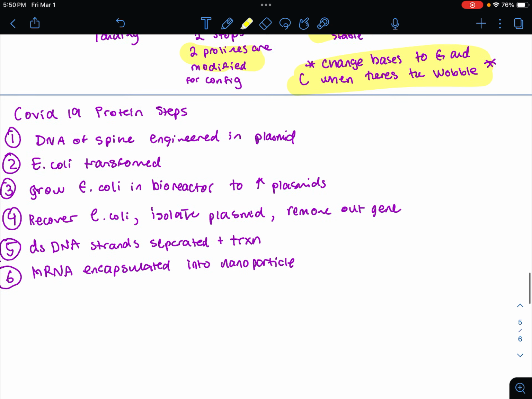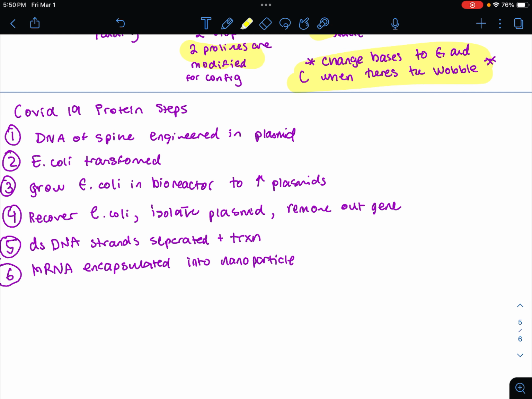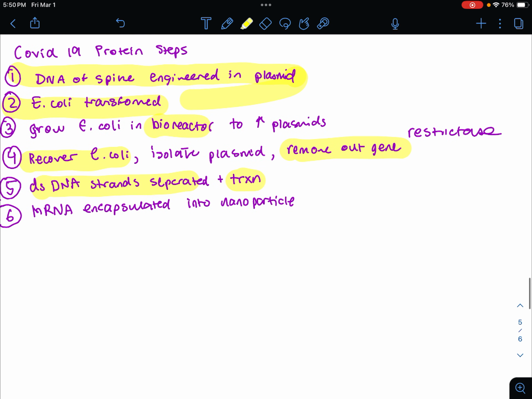Okay, COVID-19 vaccine production steps. So first, the DNA of the spike is engineered in the plasmid. Then E. coli will be transformed using that said plasmid. Then you grow the E. coli in the bioreactor to increase the number of plasmids. Then you isolate the plasmids, you recover E. coli, and you cut the spike protein out of the plasmid, probably by a restriction enzyme. Then the dsDNA strands are separated, and you use transcription. You're going to make mRNA. Then you move the mRNA into the nanoparticle, and you have the COVID-19 vaccine.